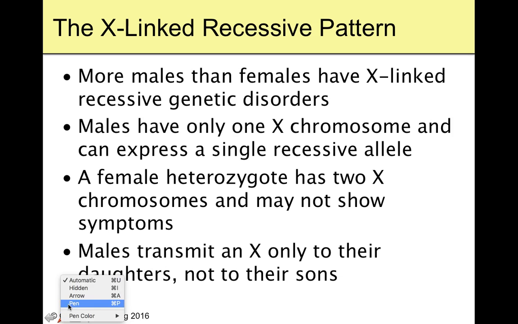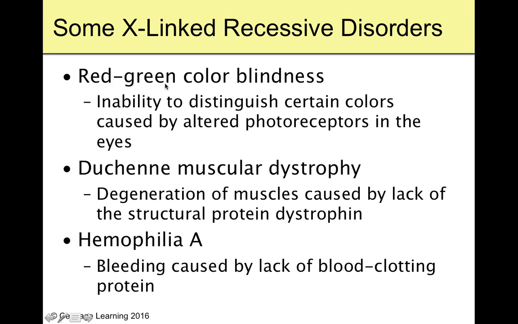So girls, you might not be red-green color deficient, but you might carry red-green color deficiency. And even though you can see color, doesn't mean your kids will. You can carry it, pass it on to a kiddo. Males are going to transmit an X only into their daughters for the reasons we just talked about in the last slide. So some X-linked recessive disorders.